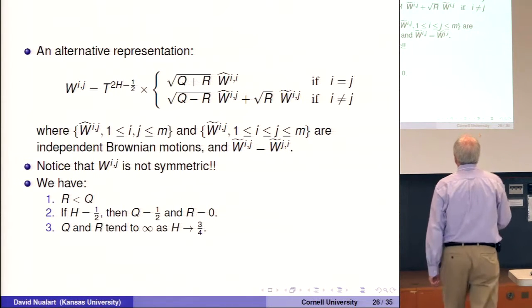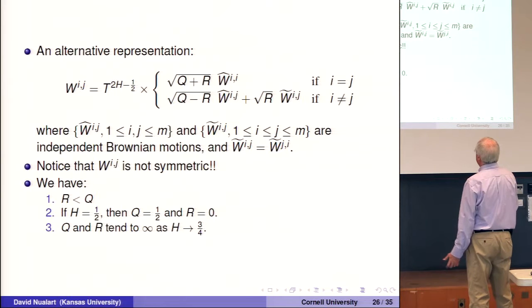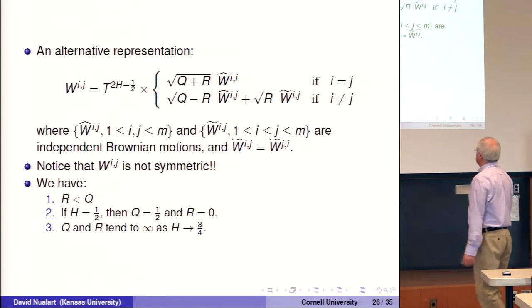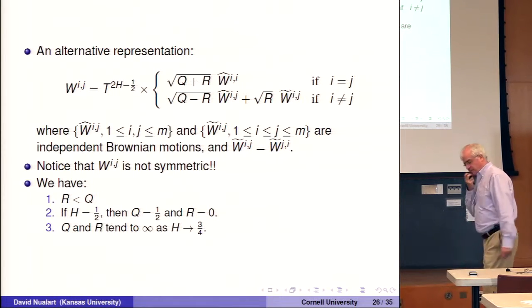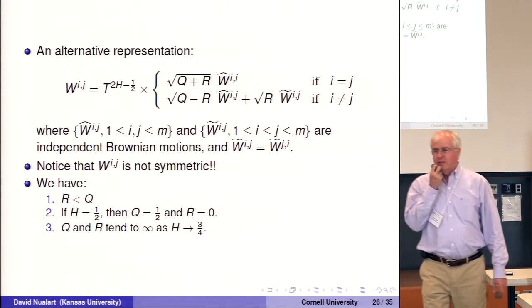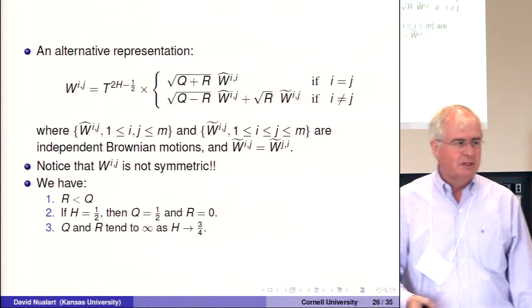And actually, this R must be less than Q, otherwise this is not well defined. Then when H is 1/2, then Q is 1/2, and R is 0, there is no R here, and this then gives you the result that is known for Brownian motion. And Q and R diverge when H goes to 3/4, so at 3/4 you have a different representation. So that's the structure of this matrix valued Brownian motion, which is different from the classical symmetric Gaussian matrices.